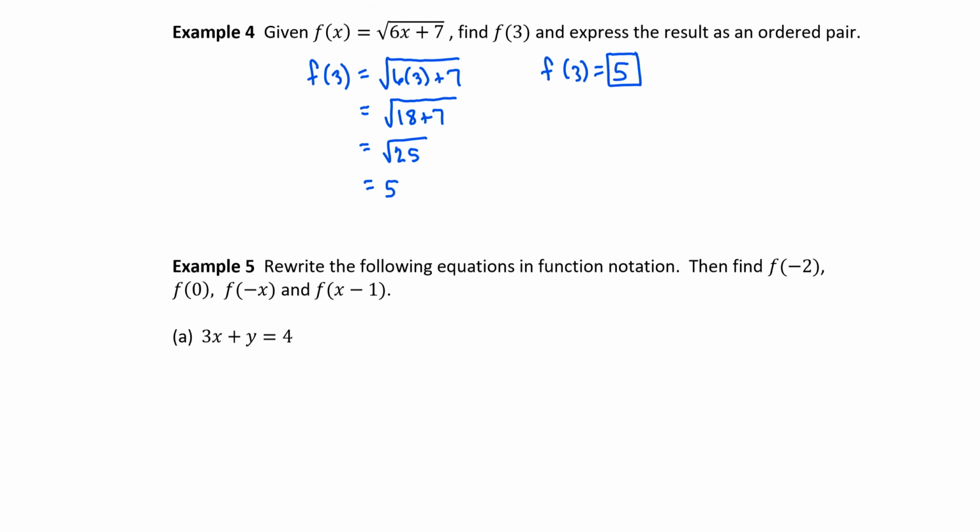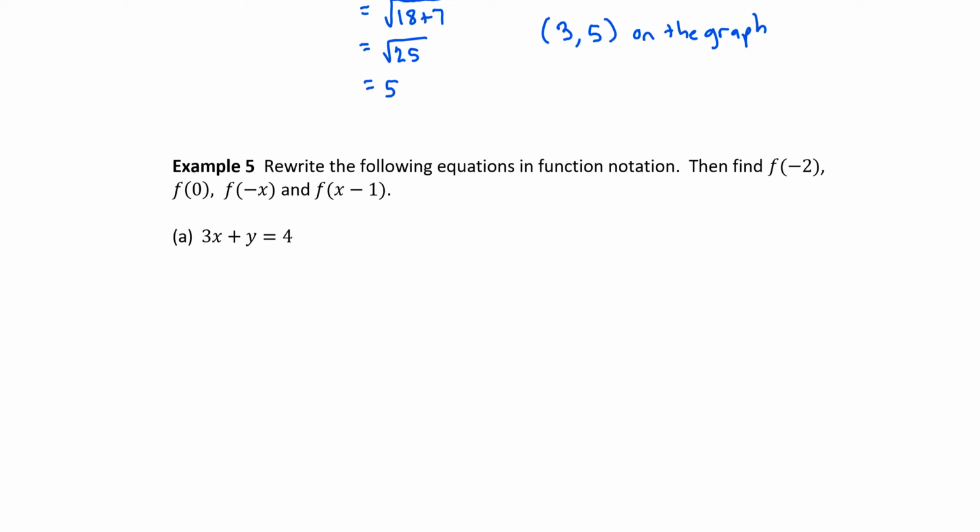Thus, f of 3 is equal to 5. 5 is what we call the function value. So when x is 3, y is 5. Or the function value for x equals 3 is 5. This corresponds to the ordered pair 3, 5 on the graph. So function notation is another way of expressing an ordered pair.